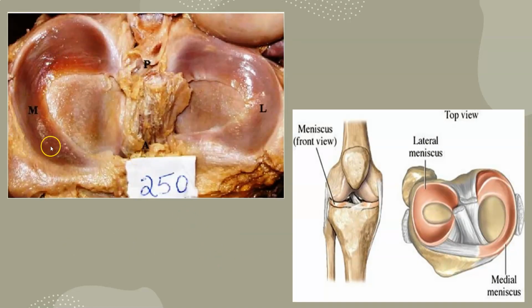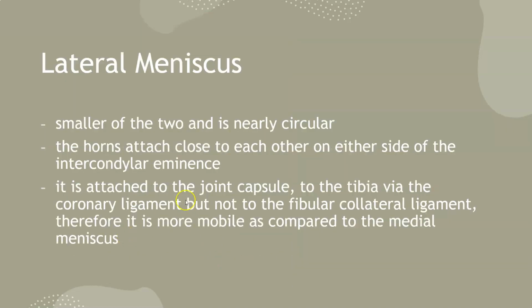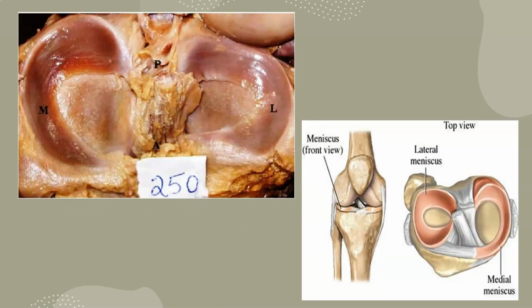So we can see it here kind of semi-shaped. The lateral meniscus is the smaller of the two, almost circular but not quite. The horns attach close to each other on either side of the intercondylar eminence, and it is attached to the joint capsule, to the tibia via the coronary ligament, but not to the fibular collateral ligament. Therefore, it's more mobile when we look at it as compared to the medial meniscus.